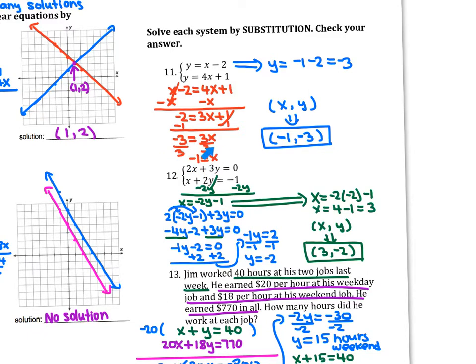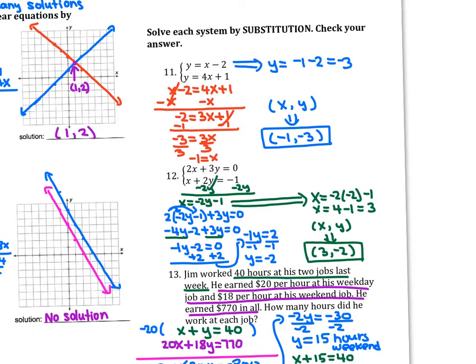I'm going to bring this -1 back to my original problem here and substitute it for the x, giving me -1 and -2. You owe me 1, you owe me 2, now you owe me 3. So the solution is (-1, -3).